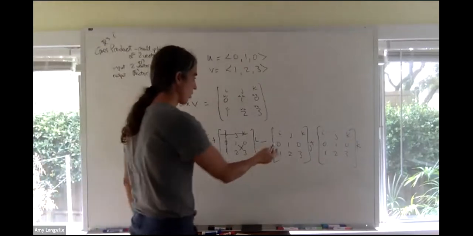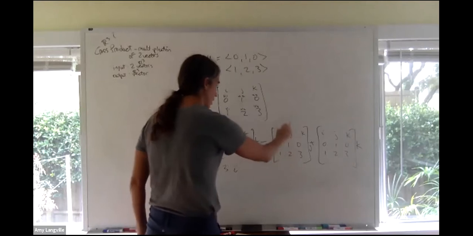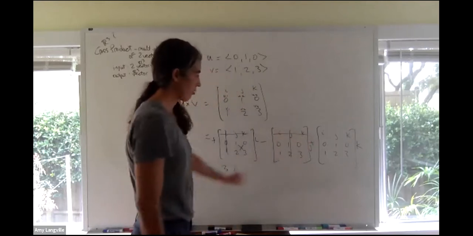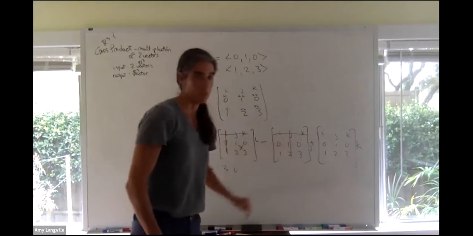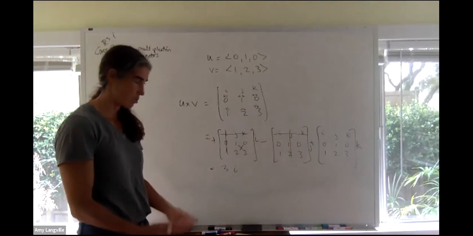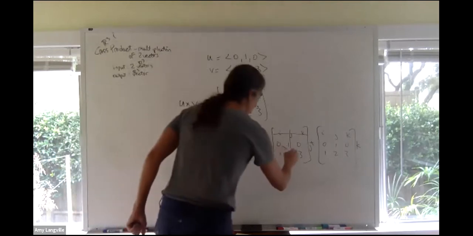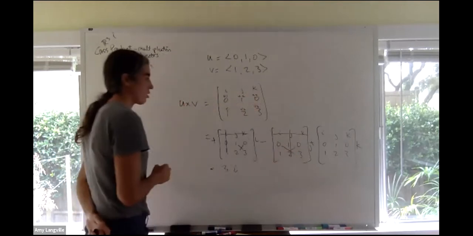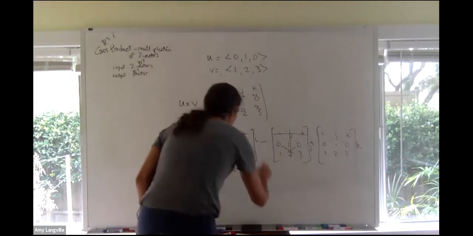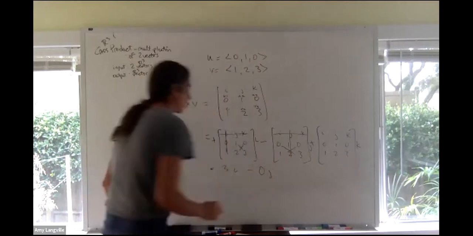And then we're going to do the same thing for the second one. But for the second one, we remove the second row and second column, and what we're left with is a 2x2 submatrix. We compute its determinant, which is the same as doing this crossing product: 0 times 3 minus 0 times 1, which is 0. So you'll have minus 0 times the j component.